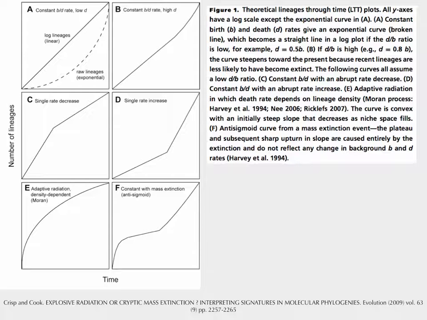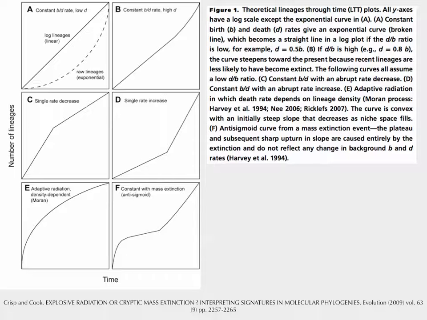What do lineage through time plots tell me? Here I have low death rate, straight. Here I have high death rate, so I get this slope. Okay, that's good. These two, what do these mean? Some kind of geological event that caused a rate increase or decrease. Right. So going under a pure birth model, say, and now we have a slower rate of diversification.